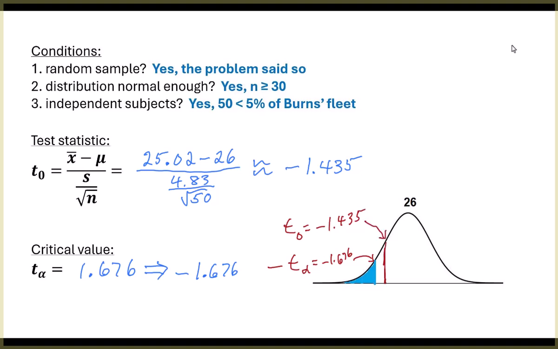Now looking at that drawing, what decision would you make? Would you reject the null or not? Not, because we didn't cross over this threshold to be out in the blue. In this case, notice our t sub 0 is less than t alpha. If we're talking about the negative side, that means you don't reject. If you look in that little table I gave you, it'll show you that.